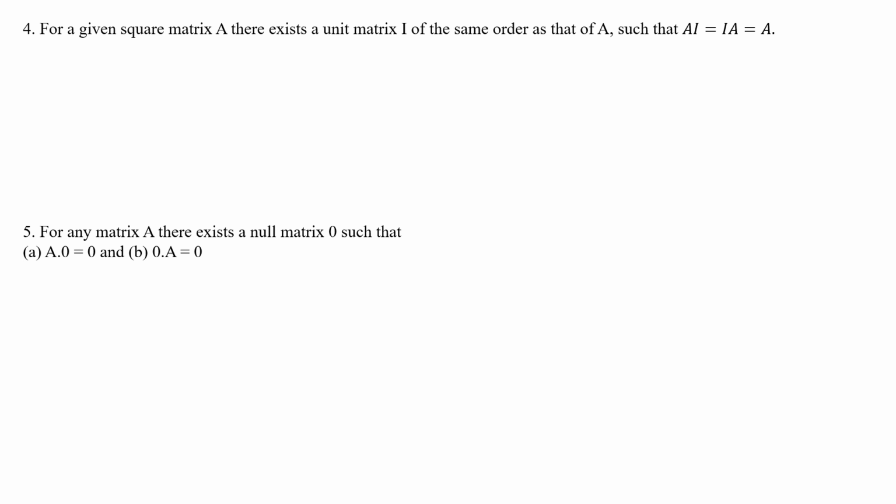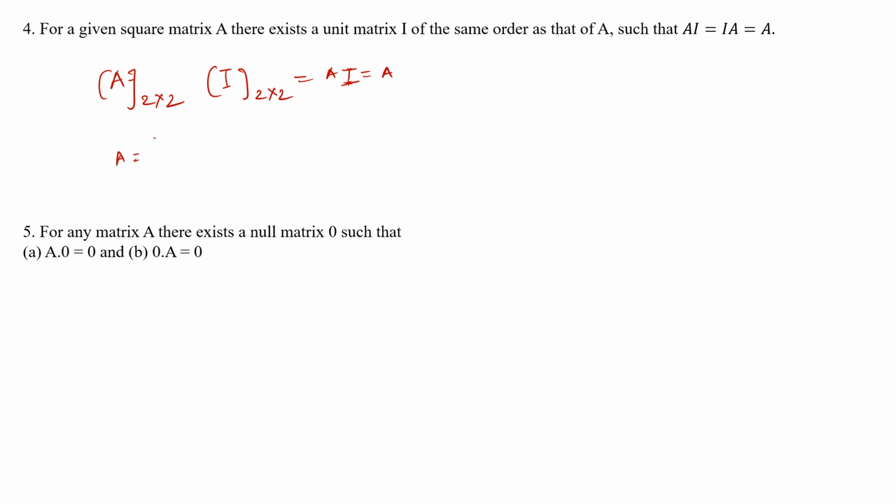Fourth property says, for a given matrix A, there exists a unit matrix I of same order as that of A such that A into I is equal to I into A and is equal to A. Means what? Given a matrix, suppose we have a matrix which is of order 2 cross 2 and we have an identity matrix which is of order 2 cross 2, then inka product will always give us a matrix A provided you multiply this identity matrix on the right hand side or left hand side.